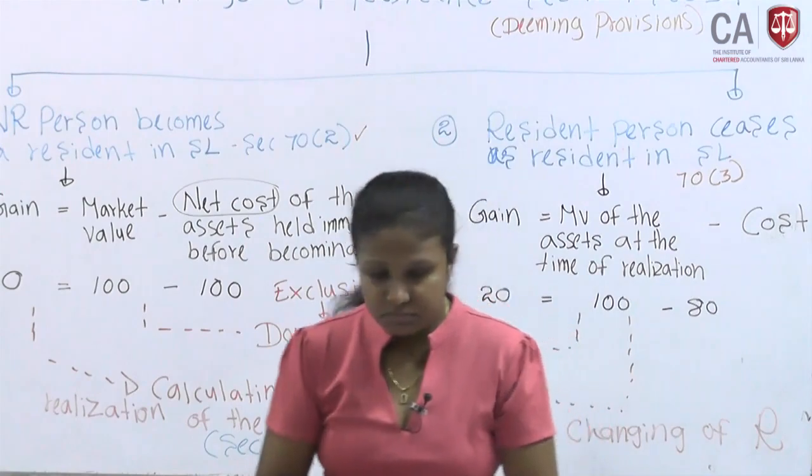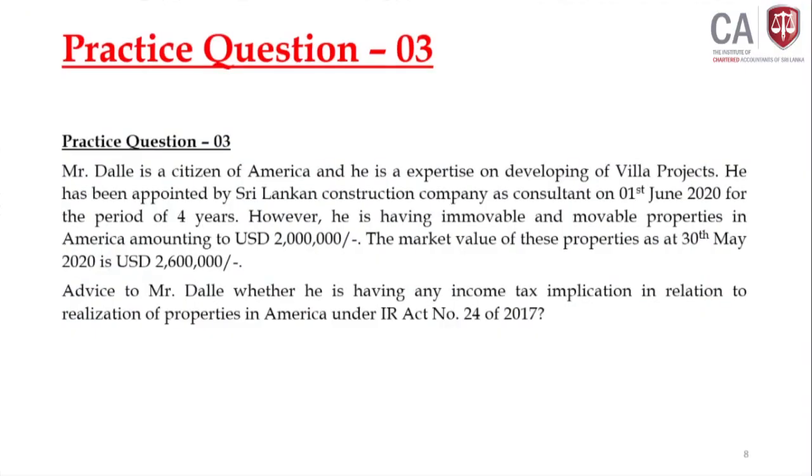Okay. Now, we will go for the practice question 3, since this is the continuation of each question we are discussing. Questions 1 and 2 we have done in session 1. This is practice question 3. Come to the requirement: advise Mr. Dale whether he has any income tax implication in relation to realization of properties in America under Inland Revenue Act number 24 of 2017.